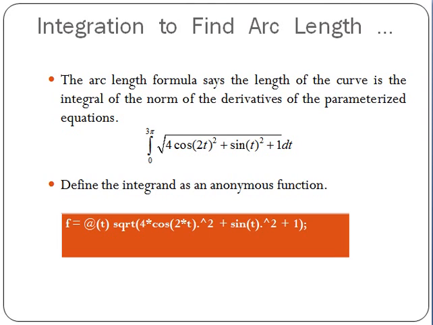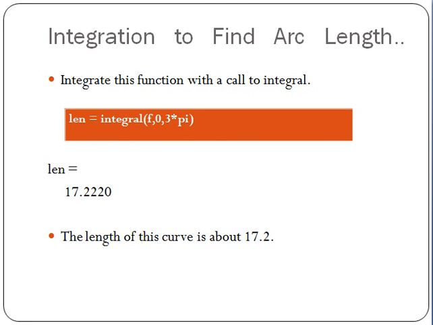Now for this we have to give a command for this function such as f equal to @t, that is the limit of t we have 0 to 3 pi, and we will define this in the command as square root of 4 cos of 2t dot to the power 2 plus sin t to the power 2 plus 1. And now finally for calculating the length you have to just use the function integral of f comma range of t, that is 0 to 3 pi, and you will get the answer.